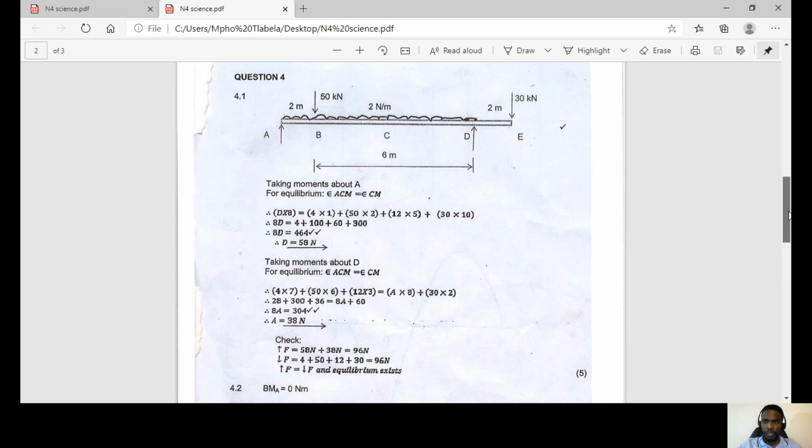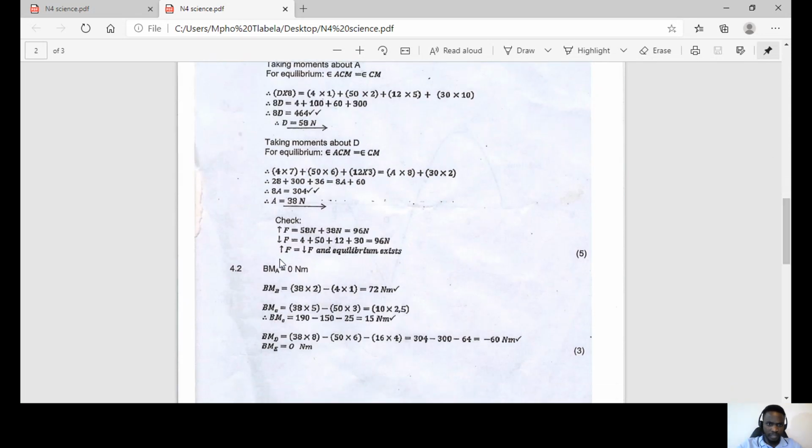Right, now we have to calculate the bending moments. The bending moments, guys, just like the shear force diagram, you'll start at 0 and end at 0. Therefore, the bending moment here at A will be 0 at the beginning, and at the end it will be 0. Straightforward that one. The bending moment at A is 0 Newton meter. We're not gonna stress much about that one.